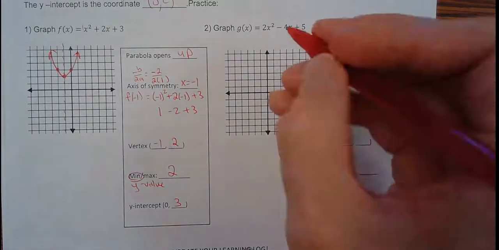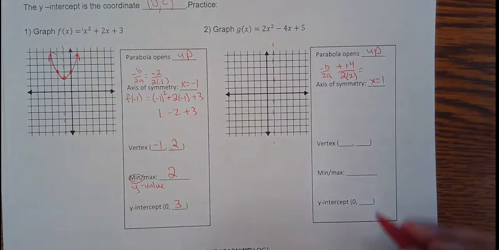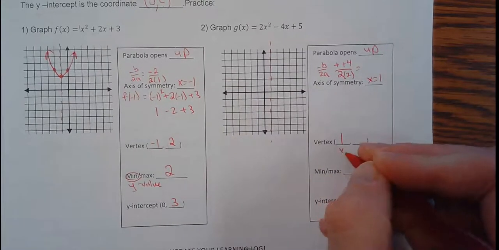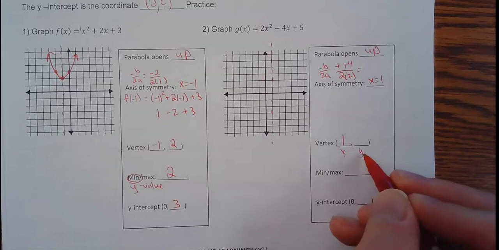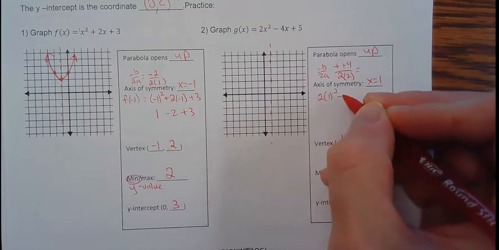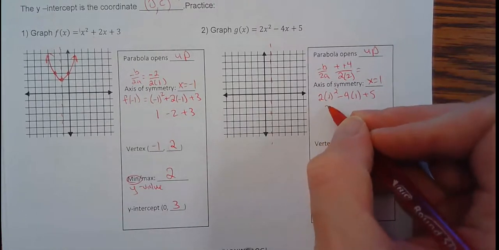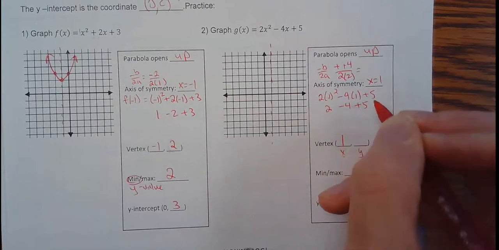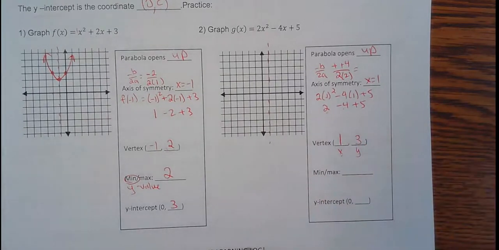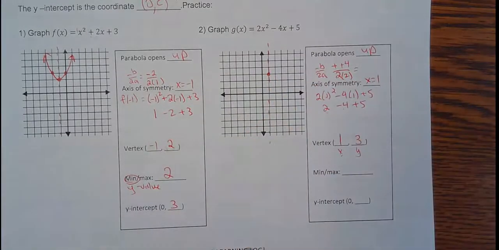So if I graph the line x equals 1, I've got myself the axis of symmetry, which means the vertex is also 1 comma something. Now if I want to find the y that goes with it, I need to plug that in for x and find what y is paired up with it. So I got 2 times 1 squared minus 4 times 1 plus 5. So 2 times 1 would be 2, minus 4 plus 5. The -2 plus 5 is 3. So now I've got 1 comma 3 as my vertex.